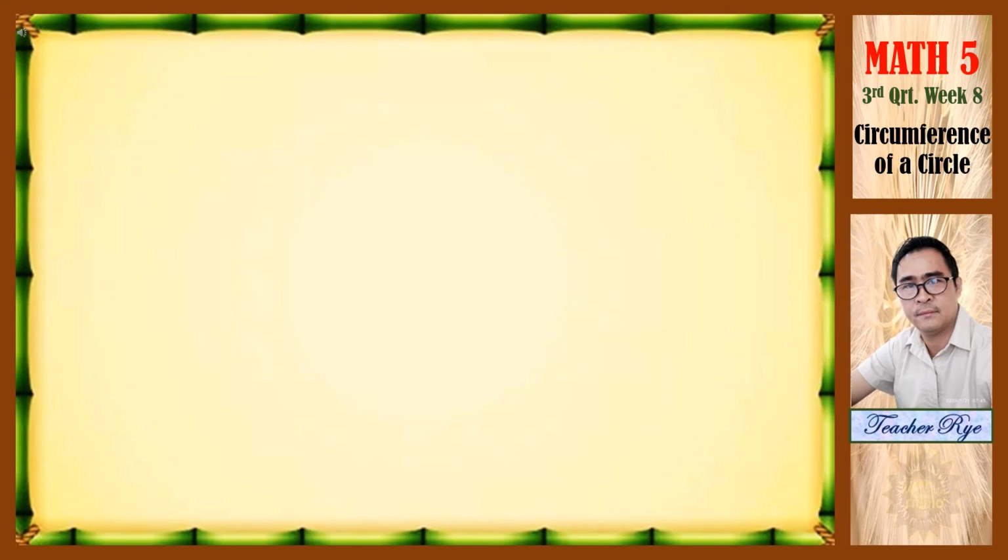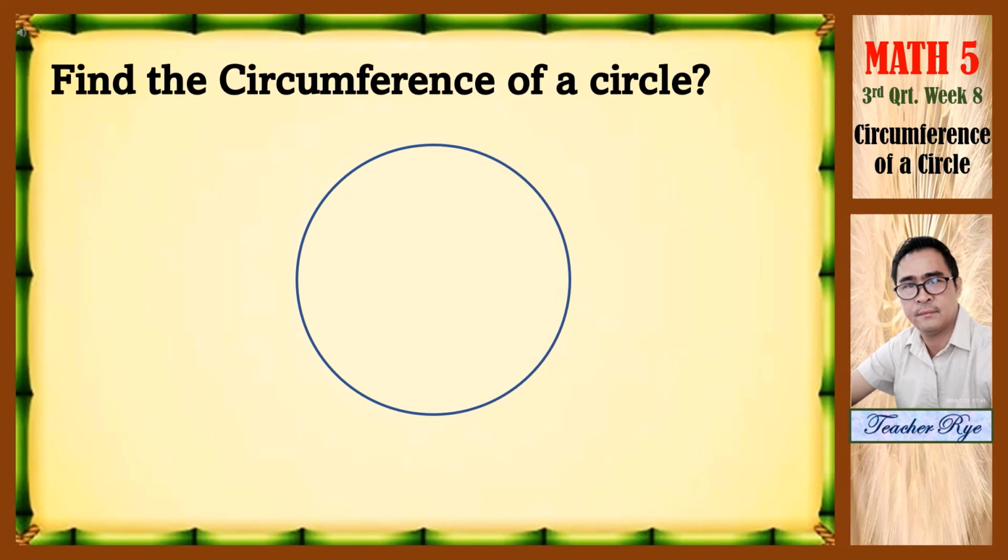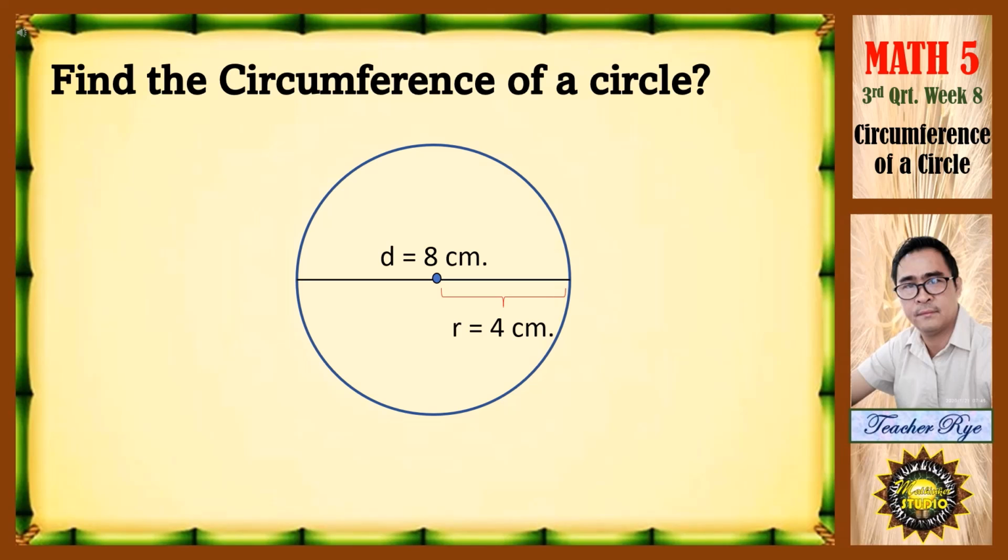Ngayon, magbigay tayo ng mga example. Find the circumference of a circle. Ito ngayon ang ating circle at ito ang diameter nito na may sukat na 8 cm. At ang kalahati nito, na kung saan ito ay radius, ay may sukat naman na 4 cm. Sa pagkuha ng circumference ng circle, meron tayong dalawang paraan. Depende kung ano yung given natin. Uunahin natin ito.